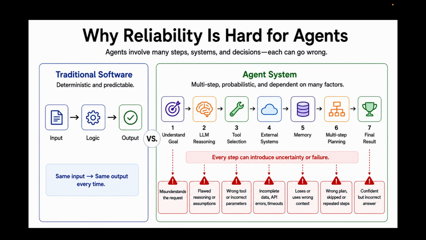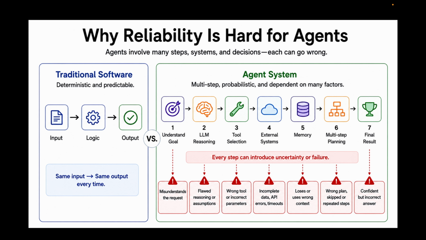Agents must first understand the user's intent from natural language. They then reason about possible solutions, create execution plans, dynamically select tools, and adapt their approach as new information becomes available. Along the way, they may also retrieve context from memory, maintain state across multiple steps, and coordinate with external systems. Each of these stages can introduce uncertainty.